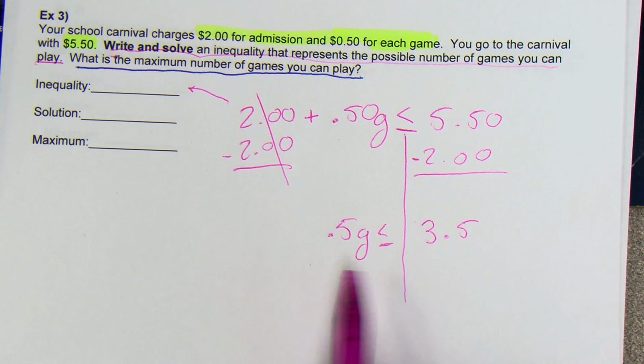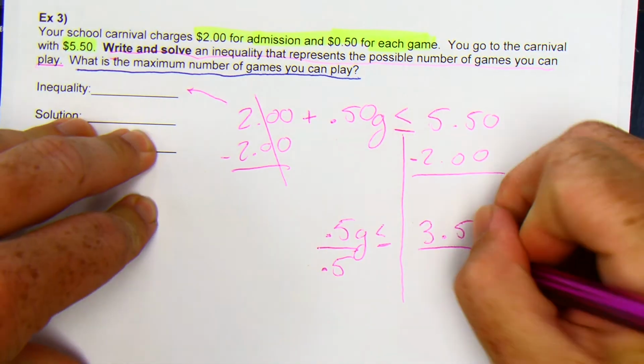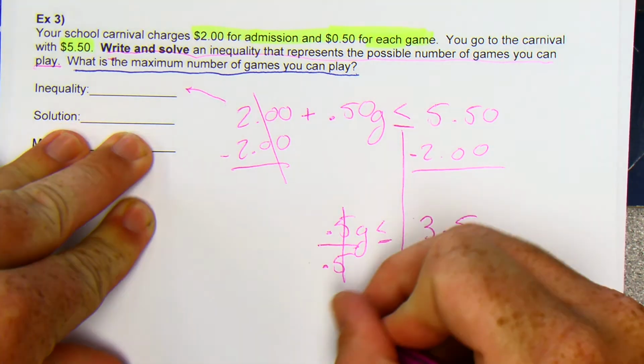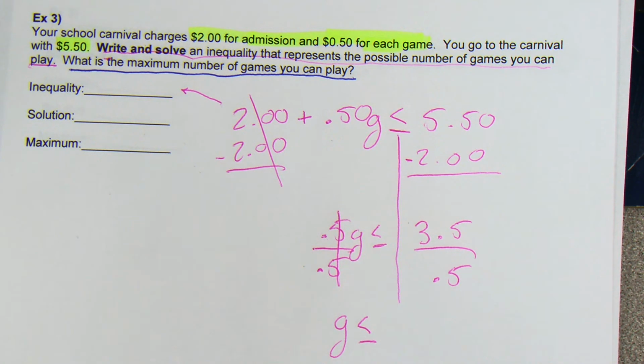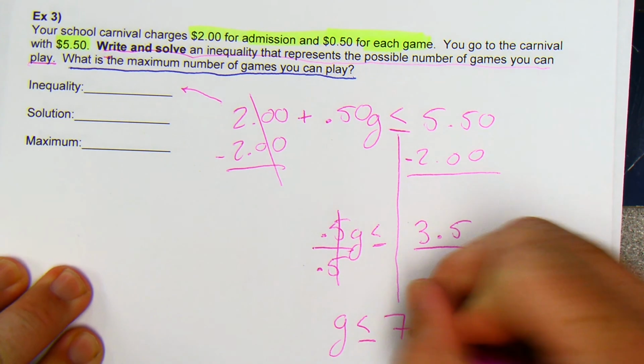Basically we have $3.50 that we can spend on games, but we need to figure out how many games we can play. This 0.5 is multiplying my G. When something's multiplying, I have to do the opposite, which is division. So I'm going to divide both sides by 0.5. That cancels out, leaving games less than or equal to 3.5 divided by 0.5. Let me do it on my calculator really quickly. 3.5 divided by 0.5 is 7. So G is less than or equal to 7.